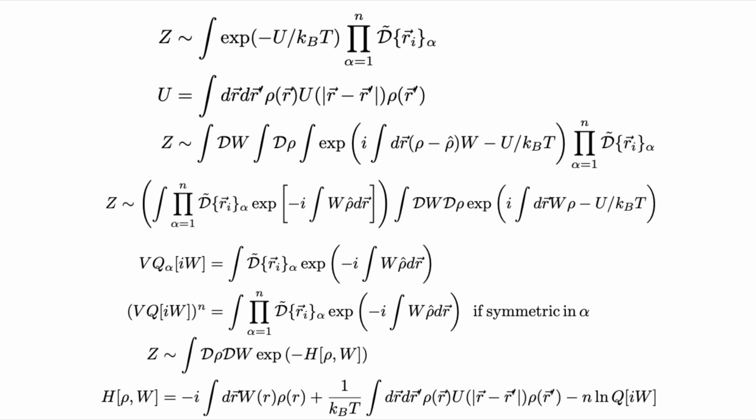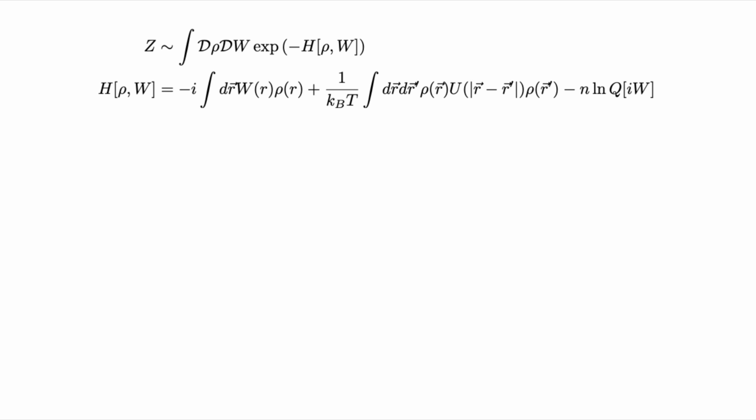What we're left with is a partition function given by a functional integral over these fields, ρ and w, of an effective Hamiltonian h, which is a function of ρ and w, and a single chain partition function q. This is the central result that we were looking for: a partition function for a polymeric system written in terms of integrals over fluctuating fields. This function forms the basis for a statistical field theory for polymers.